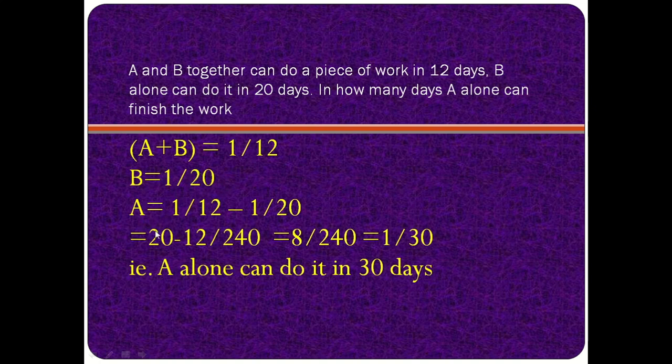Therefore, what is A? A is equal to A plus B minus B. A plus B is 1 by 12. B is minus 1 by 20. So that is equal to, when we take the LCM, 20 minus 12 divided by 240. 20 into 12 is 240. So it is 8 divided by 240, which is equal to 1 by 30. That means A alone can do the work in 30 days. Okay.